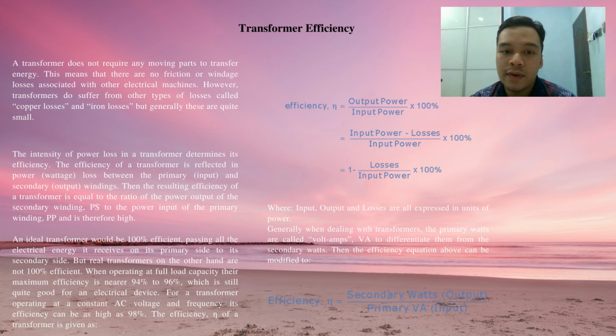The efficiency of a transformer is reflected in power wattage loss between the primary input and secondary output windings. Then, the resulting efficiency of a transformer is equal to the ratio of the power output of the secondary winding, Ps, to the power input of the primary winding, Pp, and is therefore high. The ideal transformer would be 100% efficient, passing all the electrical energy it receives on its primary side to its secondary side. But real transformers, on the other hand, are not 100% efficient.